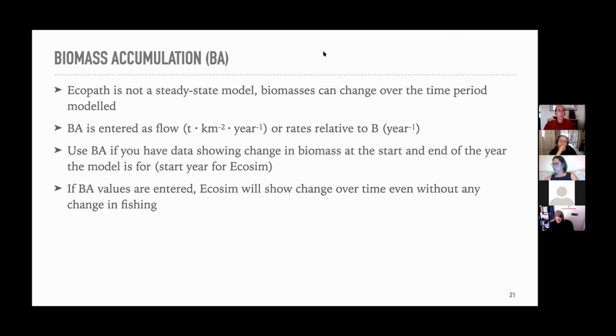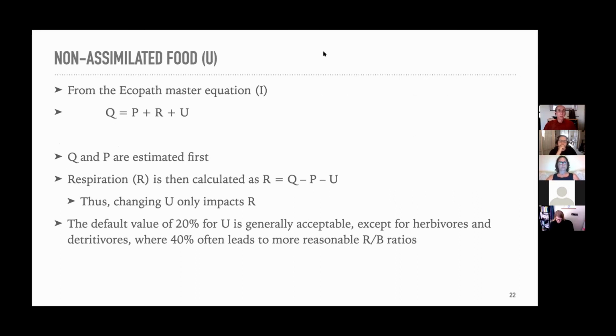I talked about biomass accumulation. Non-assimilated food is typically about 20% for fish, and it's the term here in the master equation. Master equation number 1 says consumption equals production plus respiration plus unassimilated food. In case you haven't heard it before, get it?